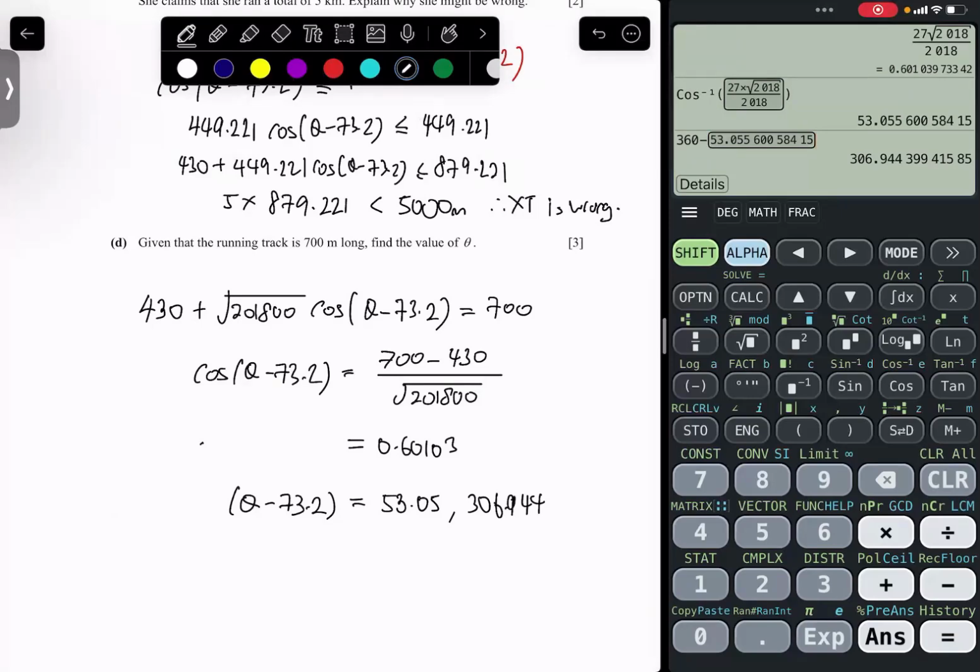So that is wrong, because theta can only be between 0 and 90. So we have to consider one more angle, which is the negative angle. Since it's in the fourth quadrant, it can also go clockwise. So the 306.944, I'm going to minus 360 from it.